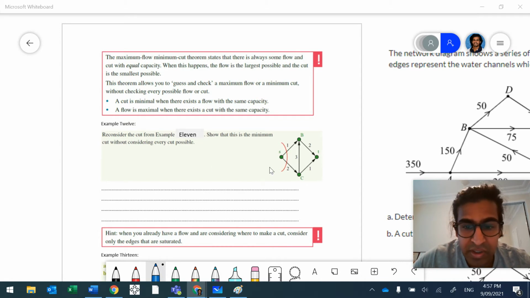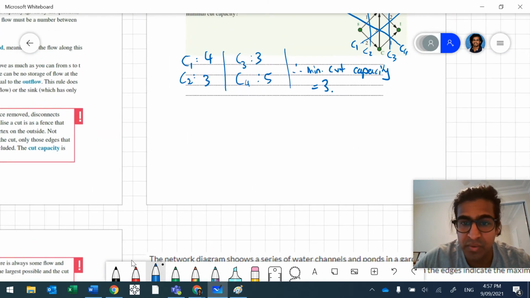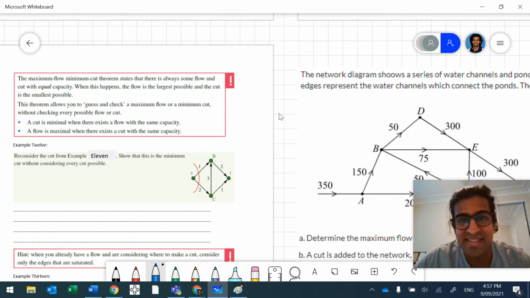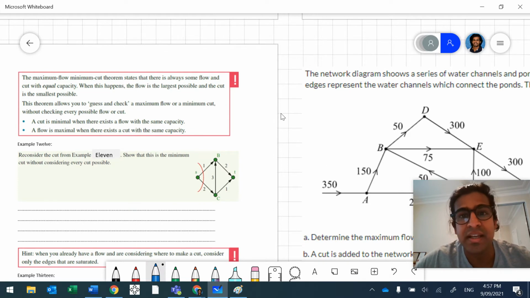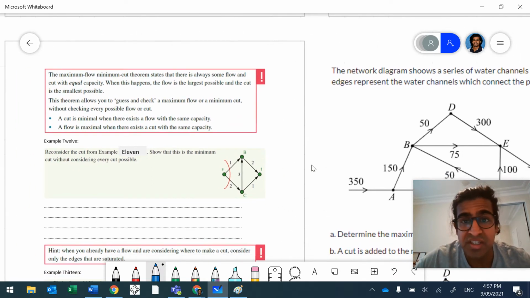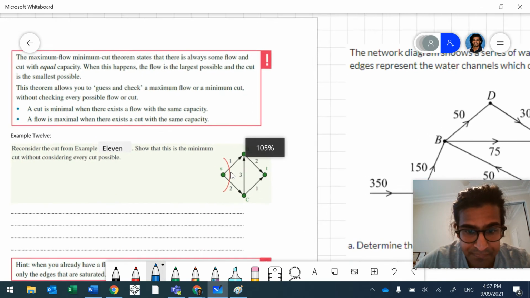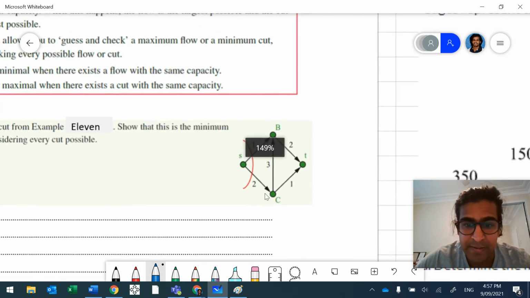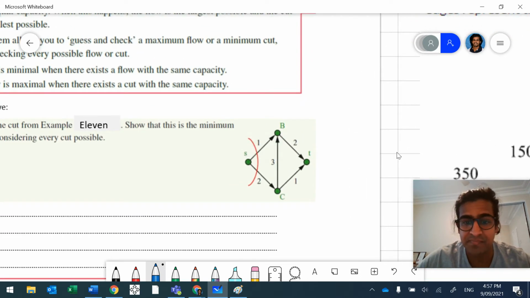Let's think about this. We can see that out of all of the cuts, the minimum cut was 3. So how can we know that that's the maximum flow as well? Well, all we have to do is find a flow of 3. All right, so let's have a look. When we think about flow, what do we mean? It's a different thing to finding a cut.